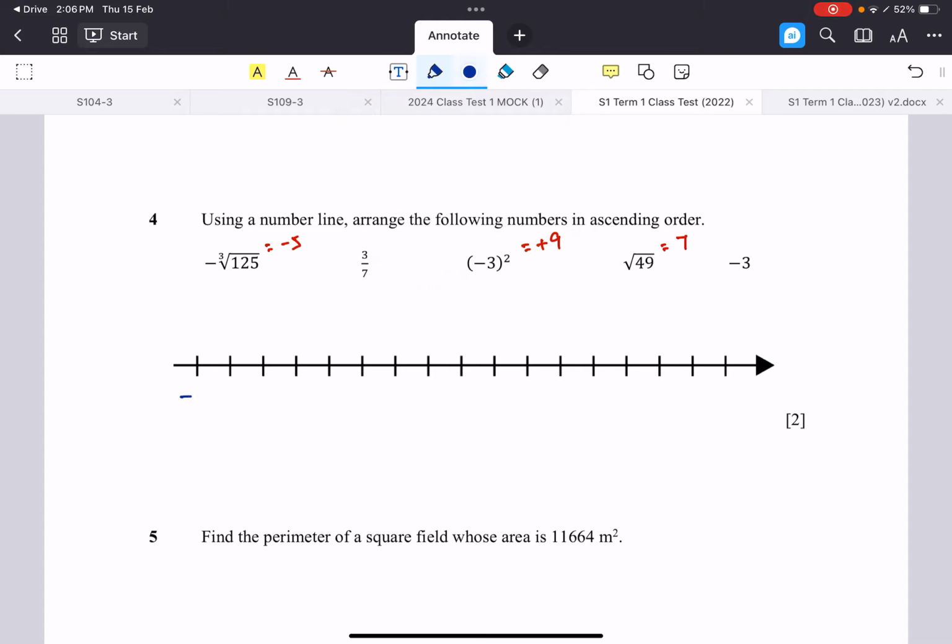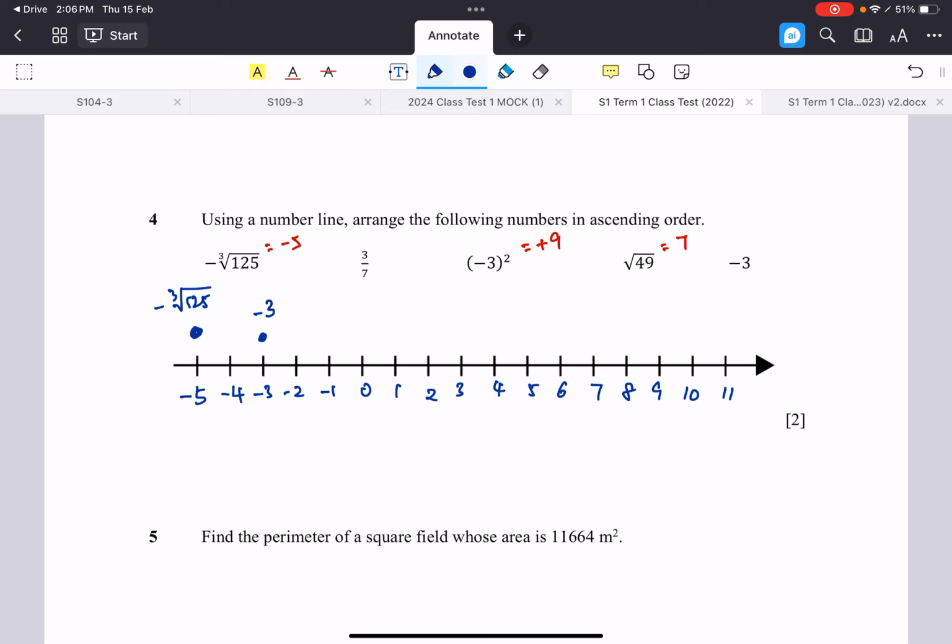The smallest number here is actually negative 5, right? So we go negative 5. Let's label everything, right? 0, 1, 2, 3, 4, 5, 6, 7, 8, 9, 10, 11. Okay, this will be fine, right? So the first one here, okay, let's mark this one out. This is actually negative the cube root of 125. Okay, next, we have a negative 3 over here, right? So negative 3 is here. We can label it accordingly.